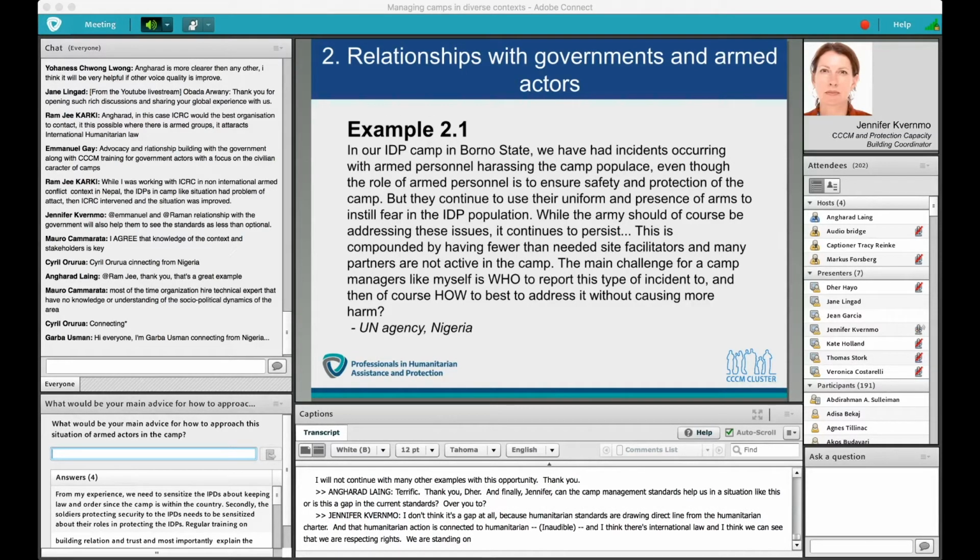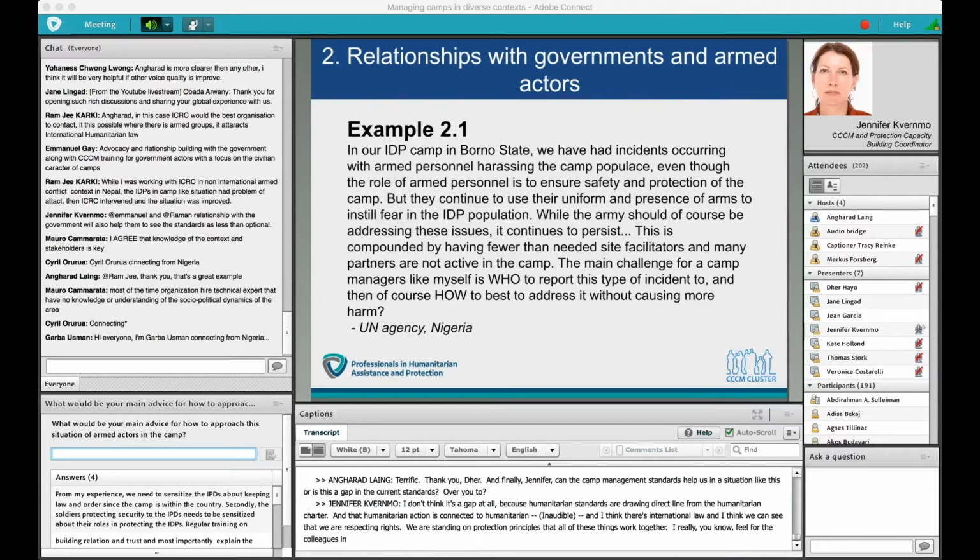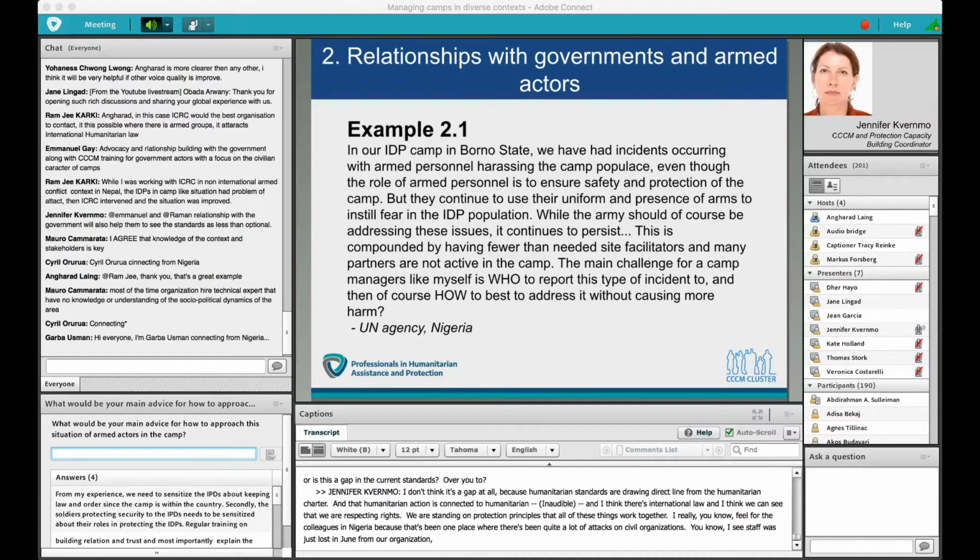I really feel for the colleagues in Nigeria, because that's been one place where there's been quite a lot of attack on civilians, and it has been used for that. ICRC lost staff. Staff was just lost in June from our organization, and so I think we can feel very closely how urgent this question is and how important it is. But we all need to stand up for rights in this way, and to say that humanitarian assistance is meant for civilians, and that we're not a target. So I think that the standards really do speak to this quite clearly.